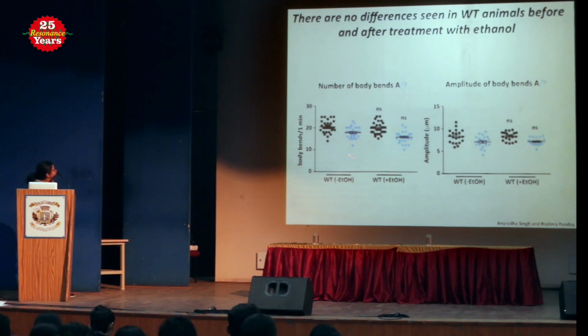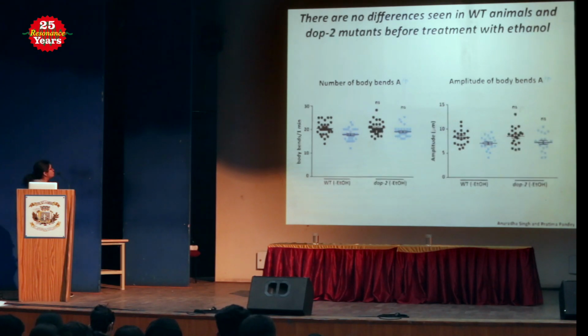You can see wild type in the absence of ethanol moves very similar to how it moves in the presence of ethanol. Again, all of these graphs are just the number of body bends and the amplitude of body bends. Wild type, plus and minus ethanol, looks perfectly fine, exactly the same. Then we looked at DOP2 mutants in the absence of ethanol, comparing them to wild type in the absence of ethanol, and they looked fine. There was no problem. They're able to move absolutely fine in the absence of ethanol. So something in ethanol is what is causing this.